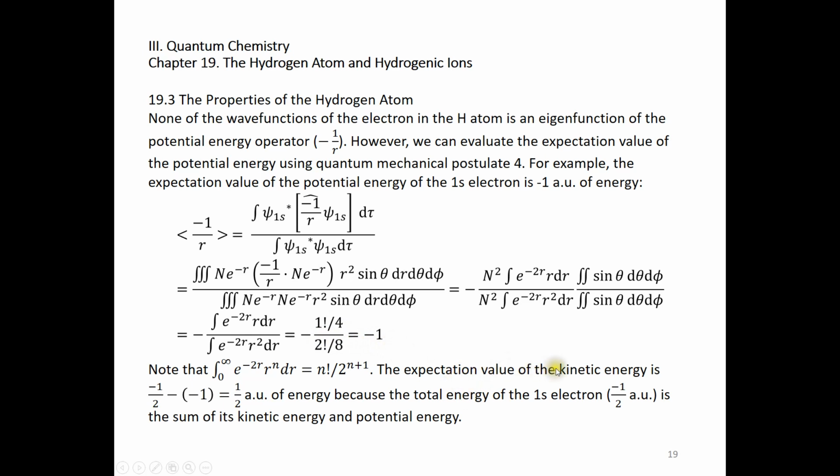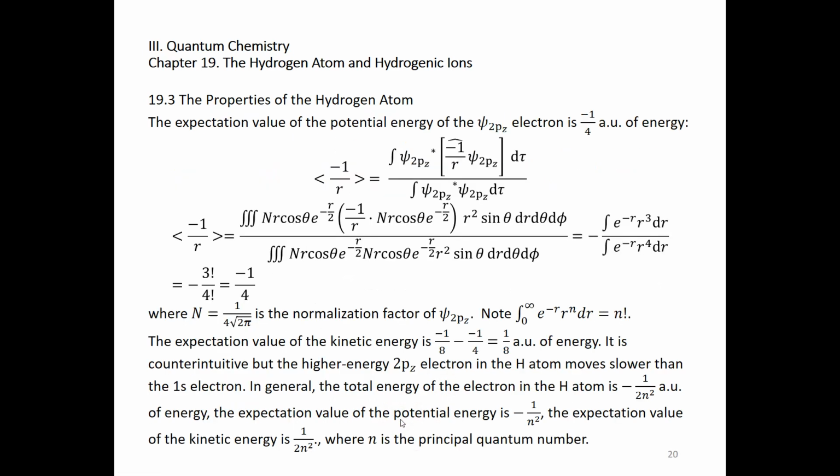The expectation value of the kinetic energy is going to be the total energy minus the expectation value of potential energy. So it's -1/2 minus -1. We get +1/2 atomic units. It's just simple, because the total energy is the sum of its kinetic energy and potential energy. So if you are interested in the average kinetic energy, we can always get the total energy and also the average potential energy. Take the difference, you get the average kinetic energy.